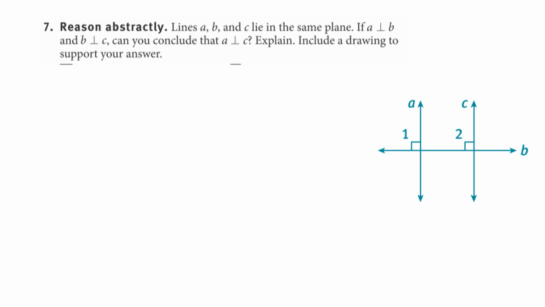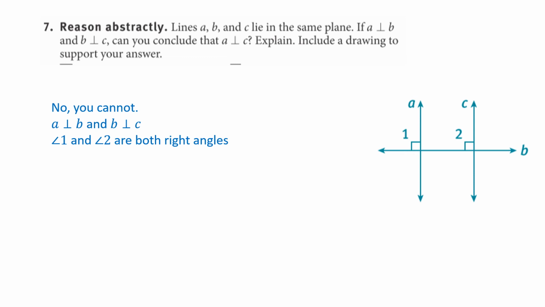So this is my drawing here, okay? So I have A and C here, okay? Then I have B that is perpendicular to A and C. We want to know, is A perpendicular to C? It does not look like it from the drawing, but let's explain why. So you cannot. A is perpendicular to B, B is perpendicular to C. So angle 1 and angle 2 are both right angles. Because of the perpendicular, that tells us angle 1 and angle 2 are both right angles, and it means that they both have a measure of 90 degrees.